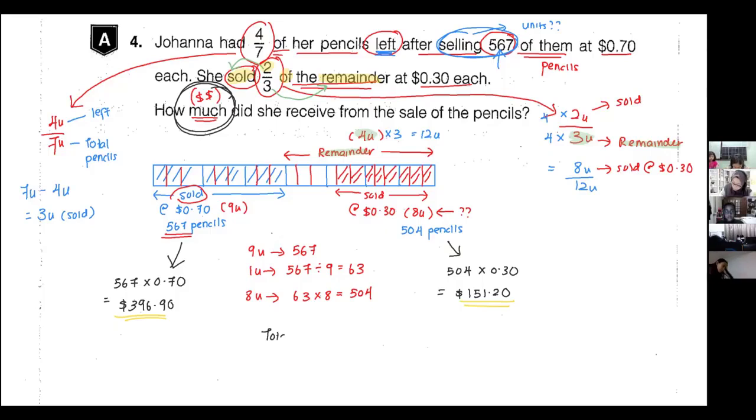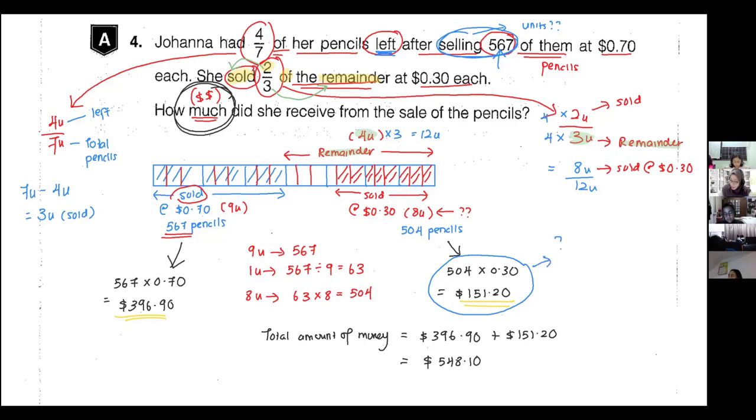So, total amount of money will be 396.90 plus 151.20 equals 548.10. Okay, in case for those of you who are not sure, how come and why do I do this? Why do I do this? The why is here. So I know that one pencil is 30 cents. And I have 504 pencils. So what do I do? 504 times 0.30. Okay. And I get 151.20. This is why I do that step.